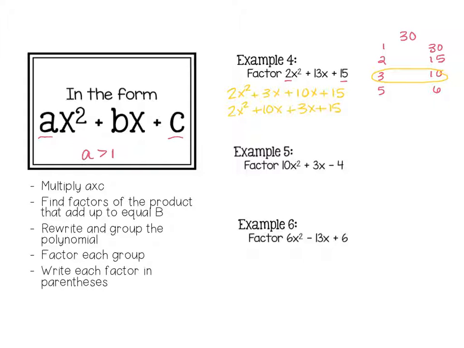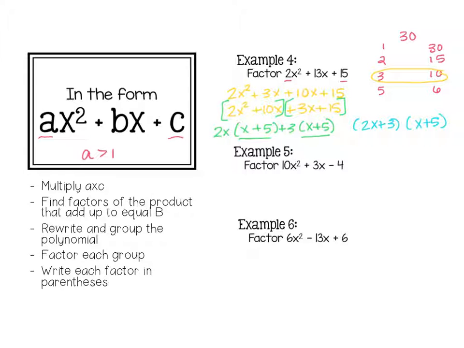So when I group them, I'm going to group them with two terms in each group and factor. So in the first set, I can factor out a 2x, and I'll have left x plus 5. And in the second set, I can factor out a positive 3, and I'll have x plus 5. You'll notice that the term inside parentheses repeats itself. Here are two different terms: I have 2x plus 3 and x plus 5. You'll only use the repeated term one time.